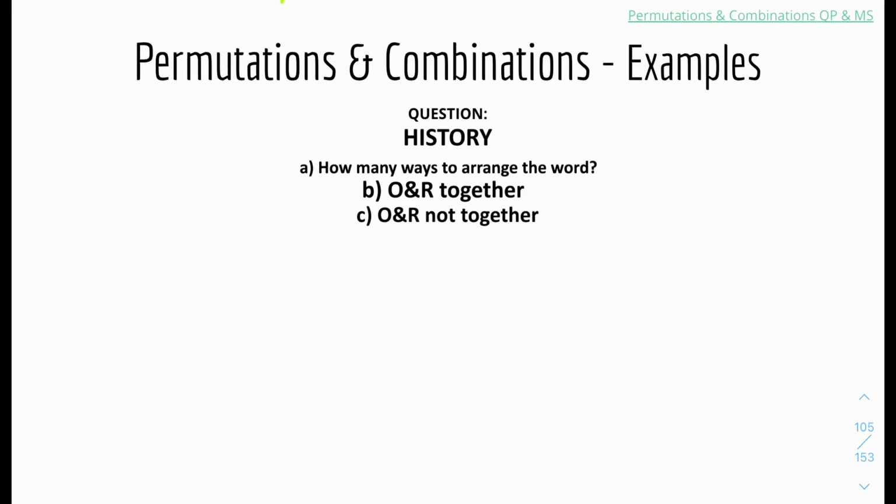Then we have number 3, sorry. So the word history, how many ways are there to arrange the word? So let's look at how many letters there are in history, the word. There's 7 letters. So basically the amount of ways to arrange the word will be 7 factorial, which is equal to 5040. Right, like so.